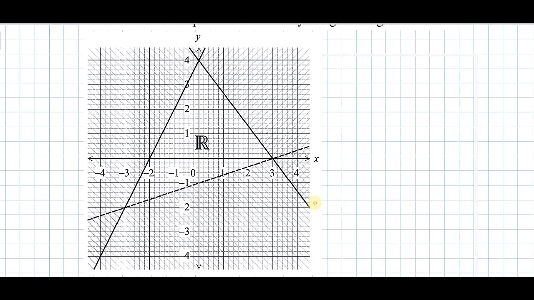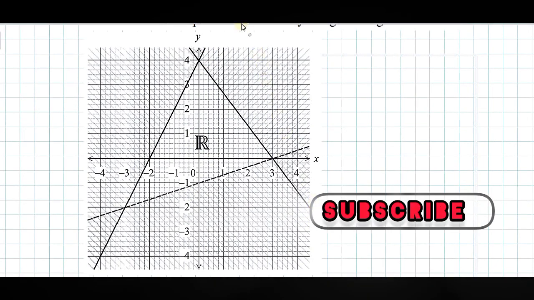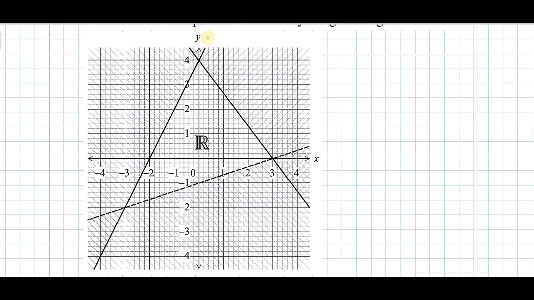In order to determine the inequalities that represent these lines, we can label this line as line 1, this as line 2, and finally this other one as line 3. So for line 1, we are going to take this approach. Let's consider the y-intercept, and the y-intercept here is 4.